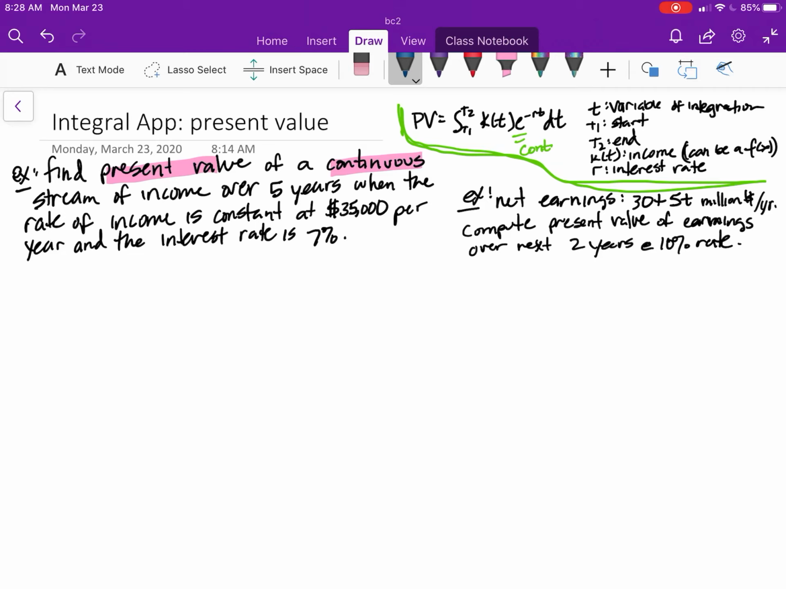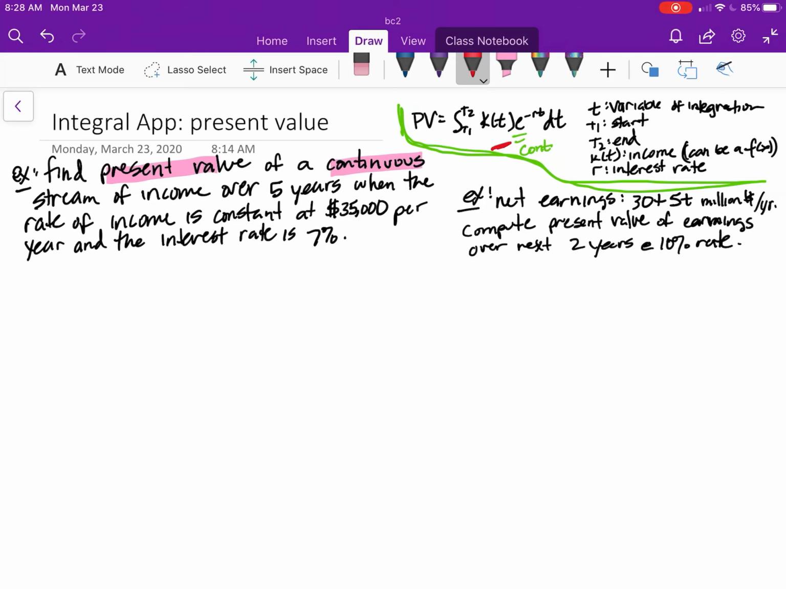It's important, and I highlighted it, that this formula that I wrote to the right here applies when it's a continuous stream of income or a continuous source of earnings. Okay, that continuous, and I underlined it, the e over here. This formula is derived from the fact that it is a continuous stream of income. Also on the right, I wrote what all these variables stand for.